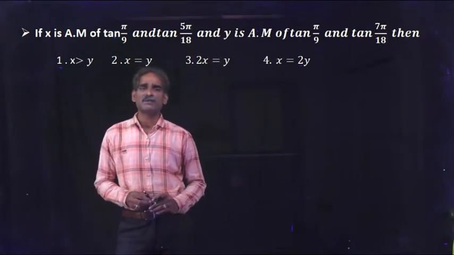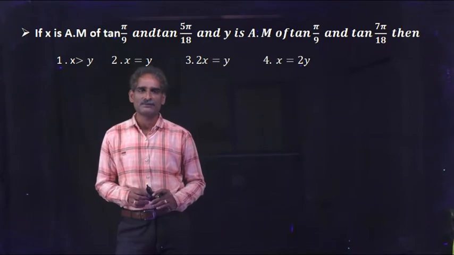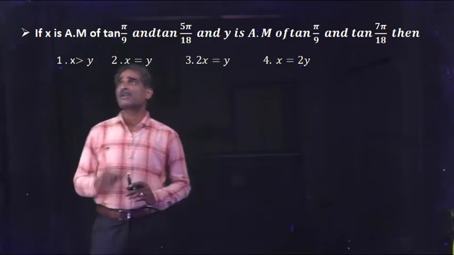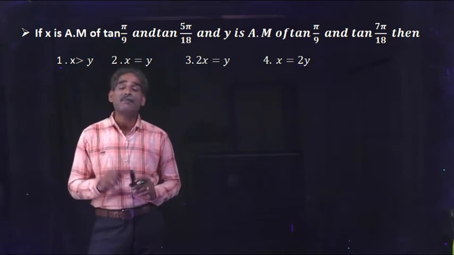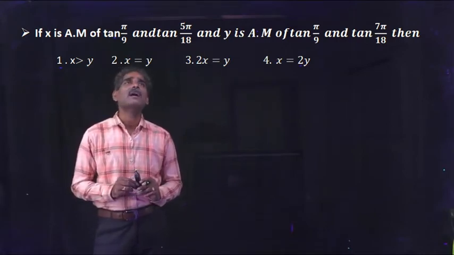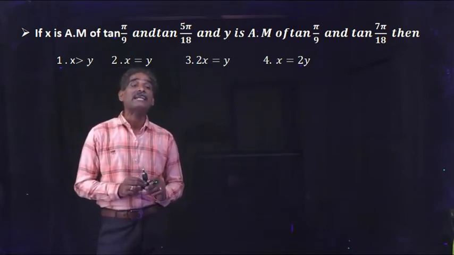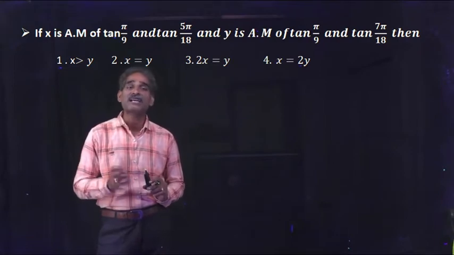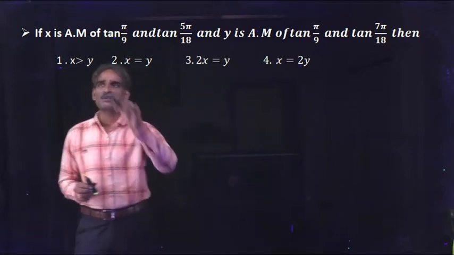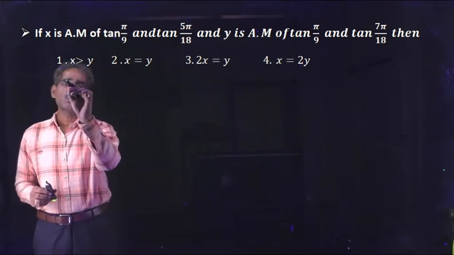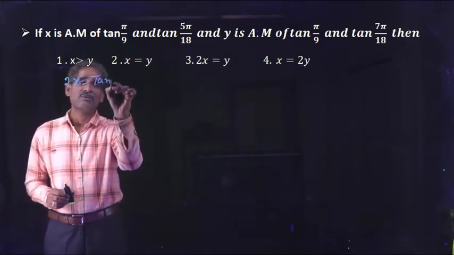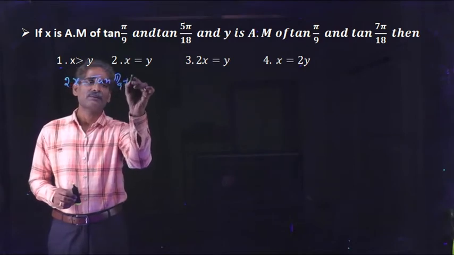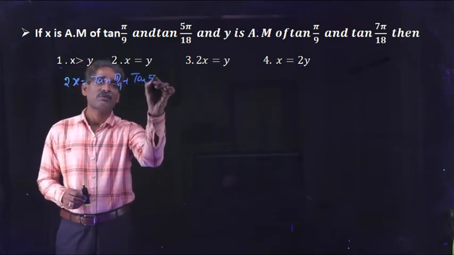See this problem, it is a very important problem. Here we have given that x is the arithmetic mean (AM) of tan(π/9) and tan(5π/18). AM means arithmetic mean. So it means 2x is equal to tan(π/9) plus tan(5π/18).